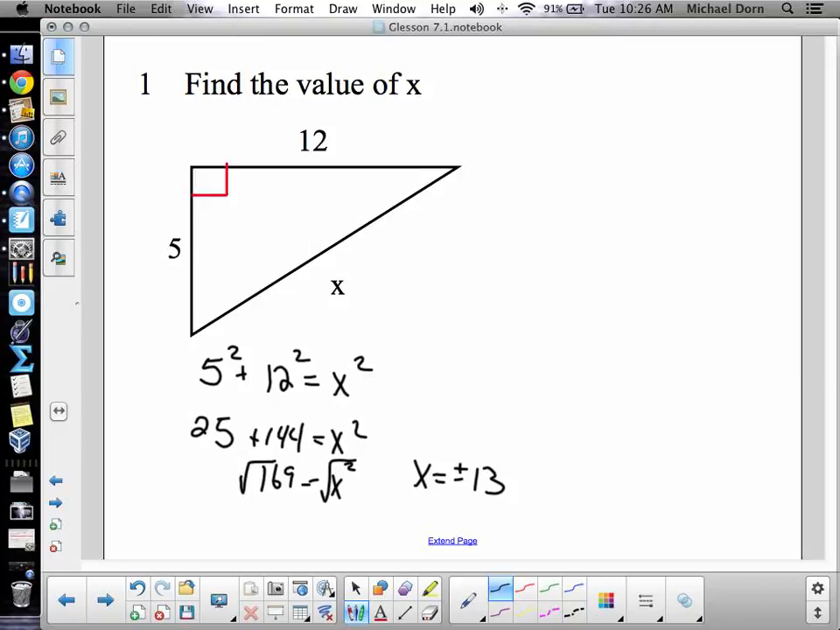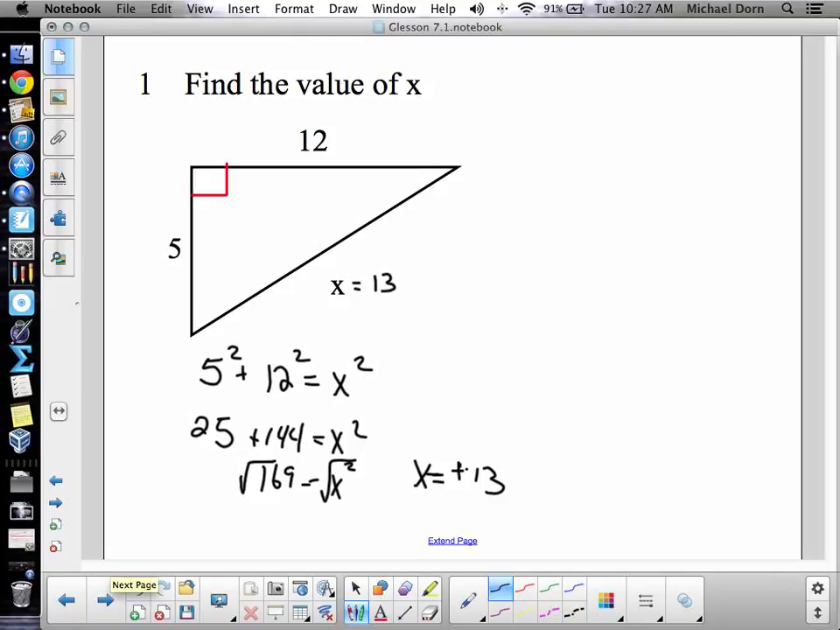We're not sure which one. But in geometry, we generally don't concern ourselves so much with the plus-minus issue because we're talking about a length. And since we don't have such a thing as negative length, the length of negative 13 doesn't make any sense to us. So we're only worried with the positive 13. And we have the length is 13.